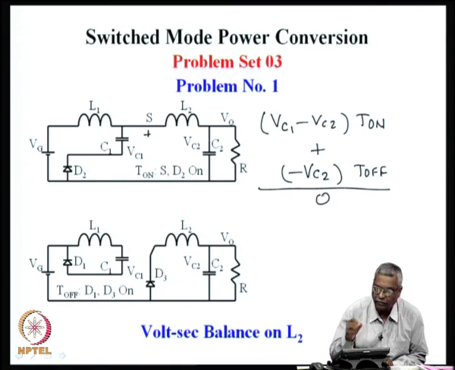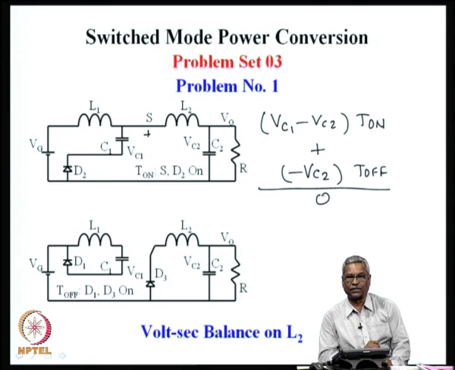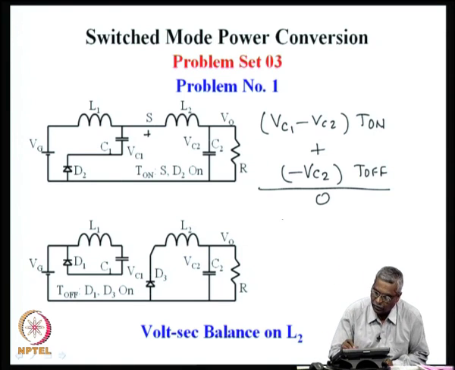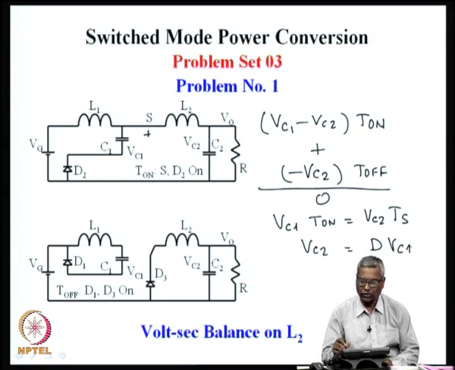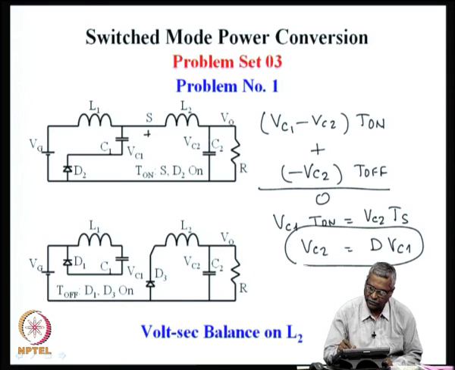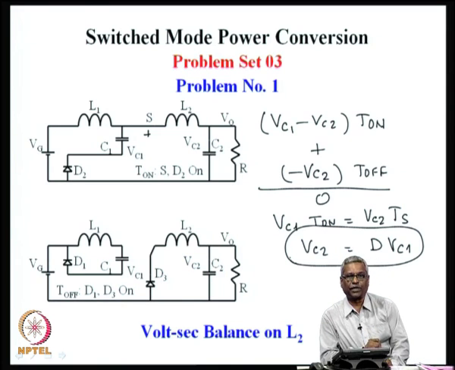If both these are over one cycle, if this is added and equated to 0, then we find that Vc1 into T on is equal to Vc2 into Ts, or Vc2 is equal to D times Vc1. So, this is the second relationship by applying the volt-second balance on L2.